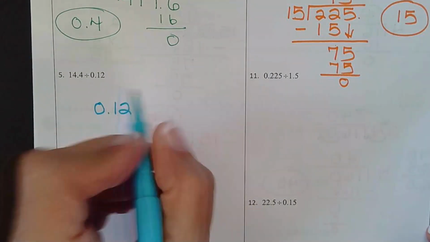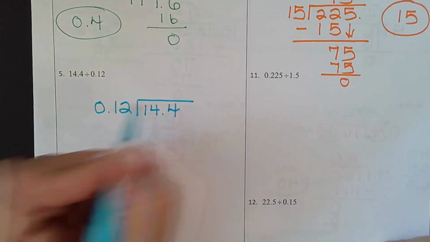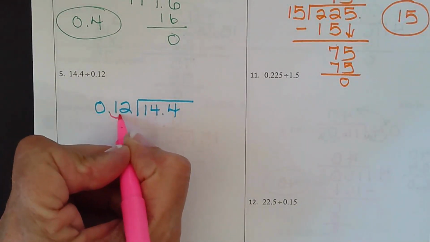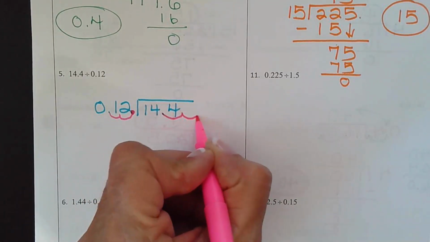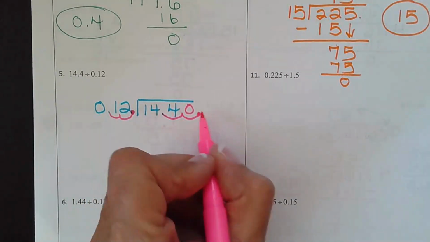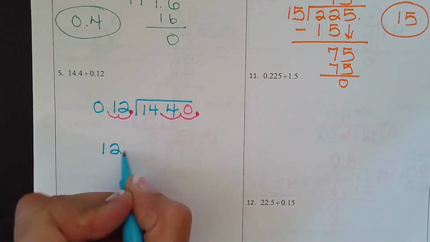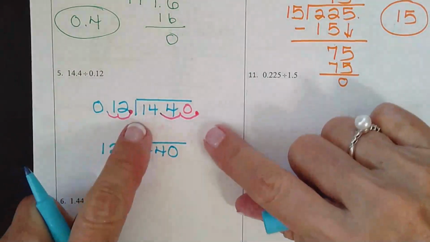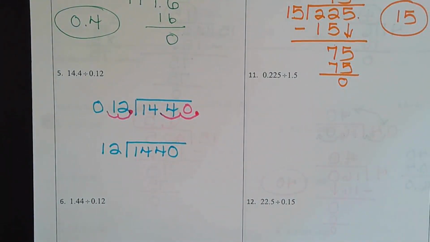So 0.12 divided into 14.4. So it looks like on this one I'm going to have to move my decimal 2 places to make 12 a whole number. So here's the new number there. So that means I need to move it 2 places here. So 1 place after the 4, 1 place which is going to require a 0. So my new division problem is now 12, the whole number, into 1,440, the whole number. Because both decimals ended at the end. So this is just regular whole number division now.